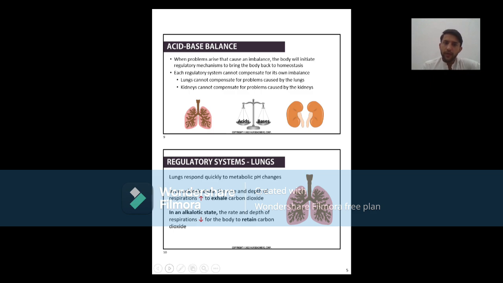We have a regulatory system such as the lungs. It responds quickly to metabolic pH changes. In an acidotic condition, the rate and depth of respiration increase to exhale carbon dioxide. In an alkalotic condition, the rate and depth of respiration decrease for the body to retain carbon dioxide.